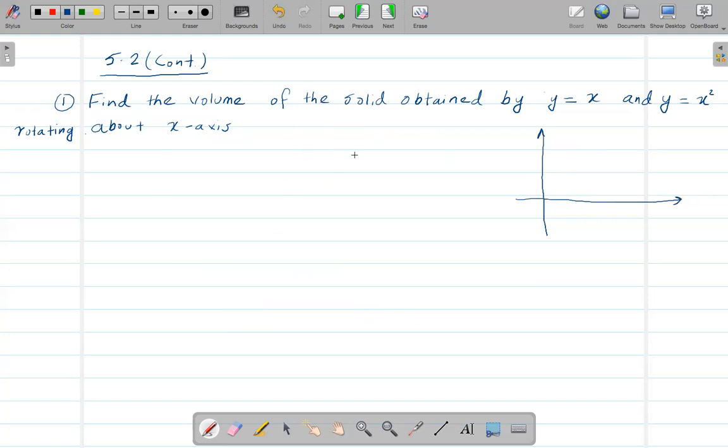All right. Anyway, here we are trying to find the volume of the solid obtained by these two. At least we can find the intercept. y equals x means if x is 0, y is 0. Similarly for the other one, if x is 0, y is 0, so it has to pass through this point. And y equals x is basically a line, something like this.